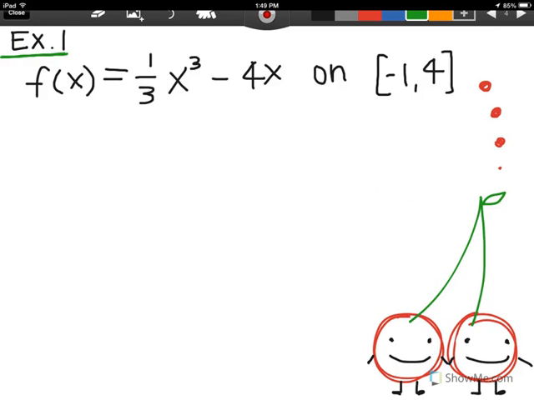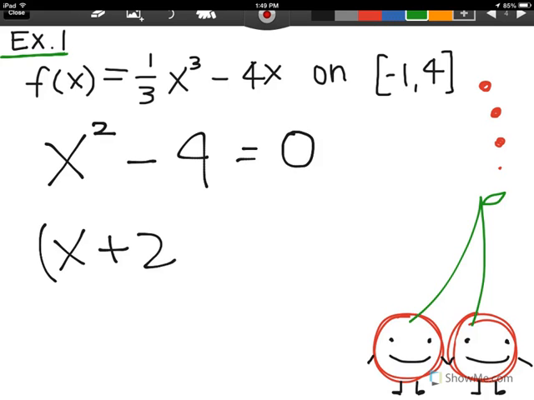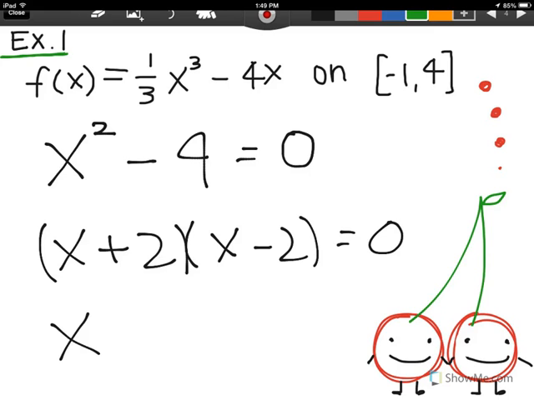So the first example is f of x equals 1/3 x cubed minus 4x on the interval -1 through 4. Assuming that you already know how to take the derivative, we're going to just take the first derivative of this. It's going to be x squared minus 4 equals 0. And then we're going to factor that out. From this we can conclude that x equals positive or negative 2, and remember we have to include the endpoints as candidate points. So -1 and 4 are also possible candidates for max and min.